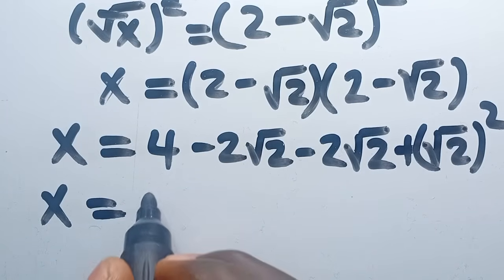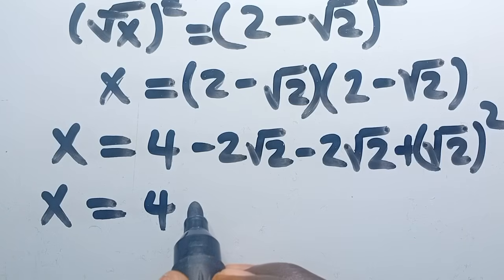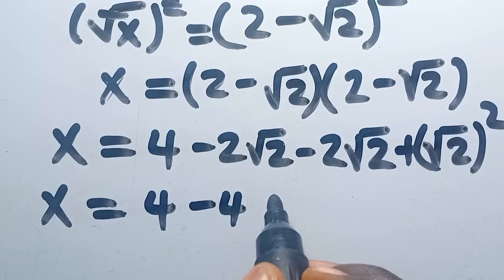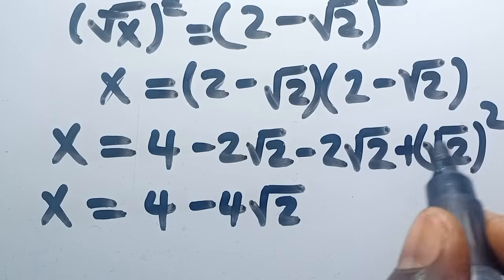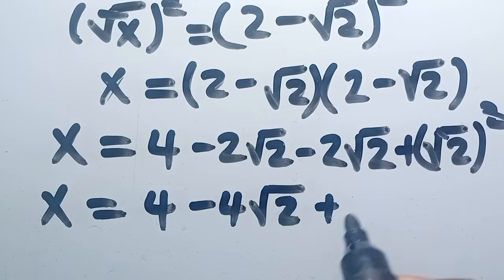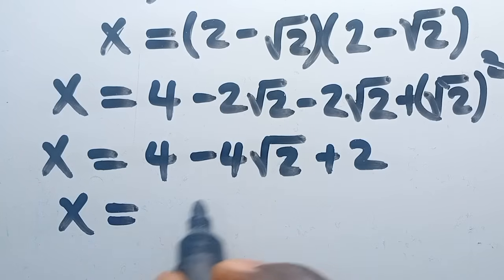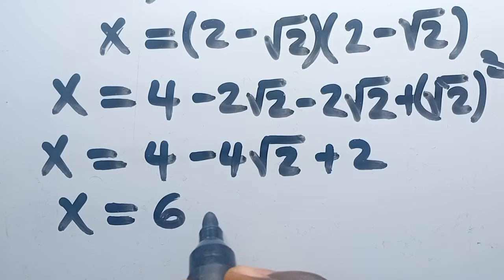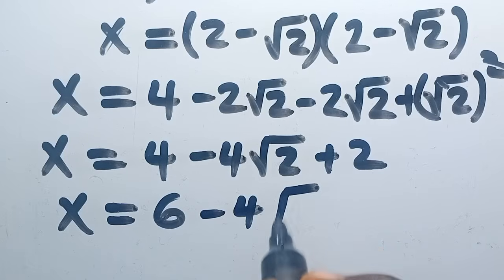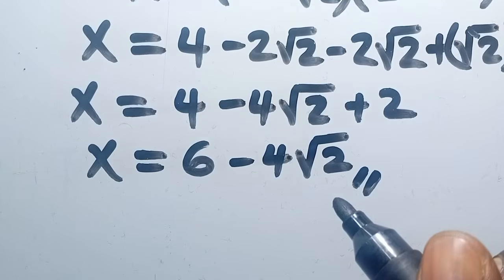x equals 4 minus 2 root 2 minus 2 root 2, which will be minus 4 root 2. Then this cancels out, and we have plus 2. We have x equals 4 plus 2, which gives us 6, minus 4 multiplied by root 2. And this is the final answer for the value of x using method 1.